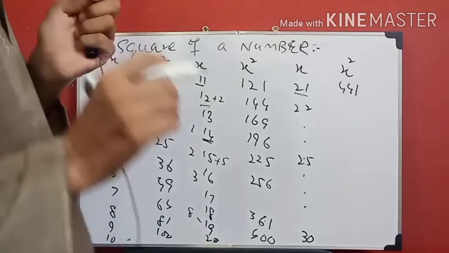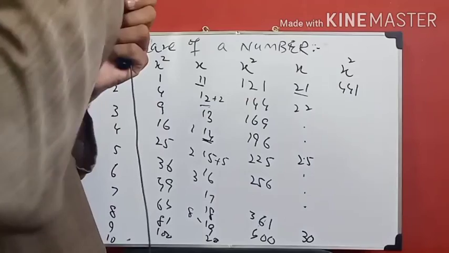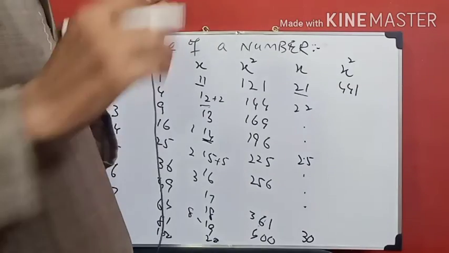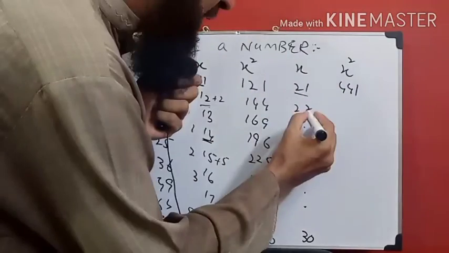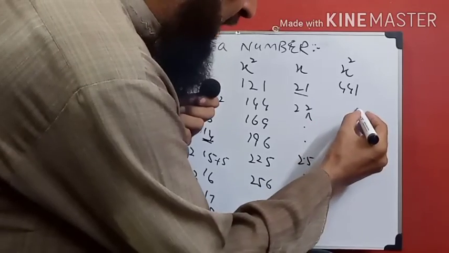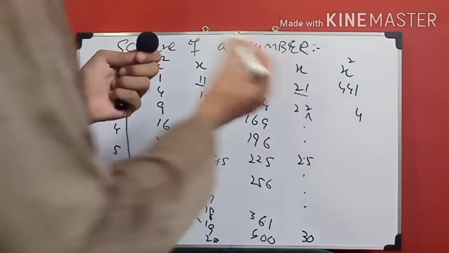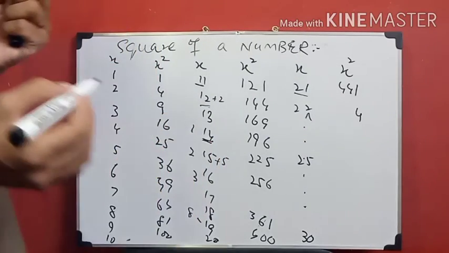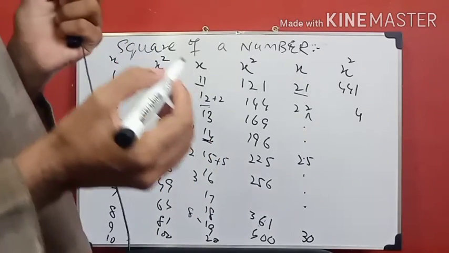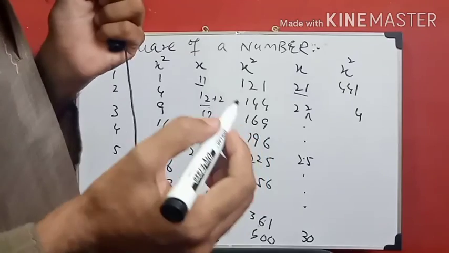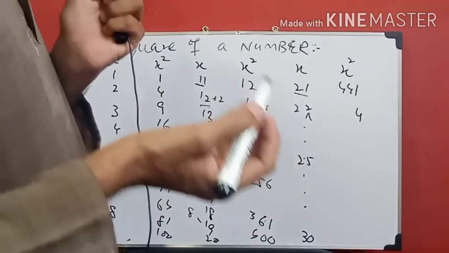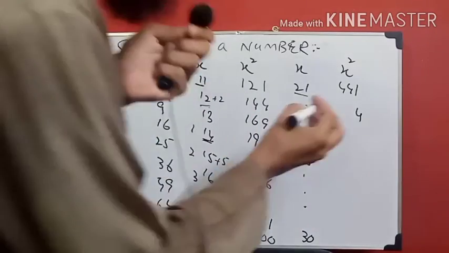Again, look at me and at the board carefully. The square of 22. First we write the square of the 2, which is 4, and 22 plus 2 is 24. And 24 2s are 48.